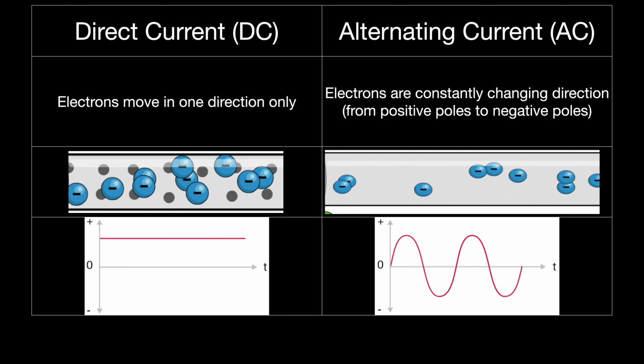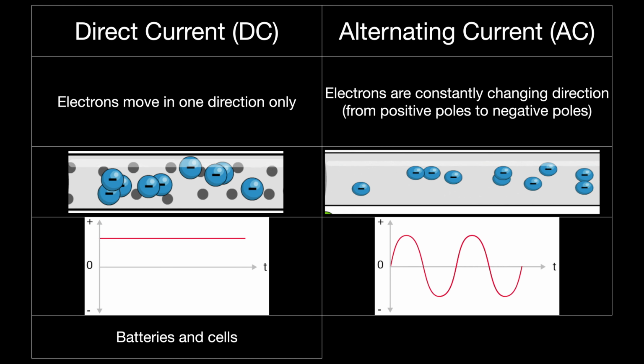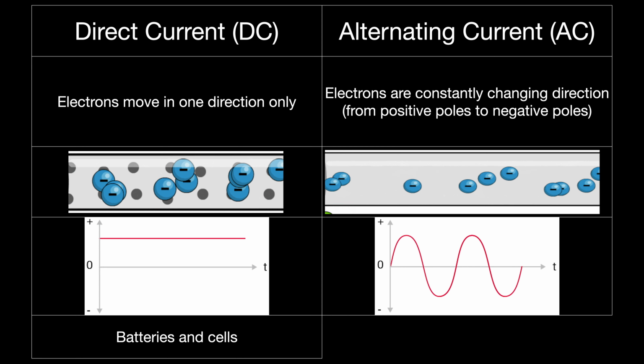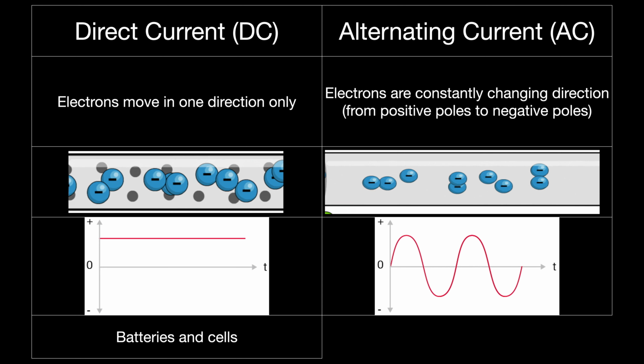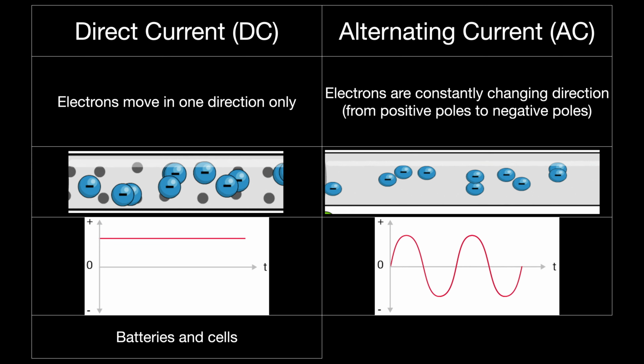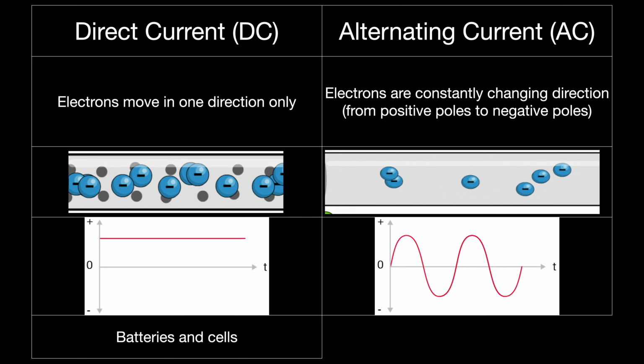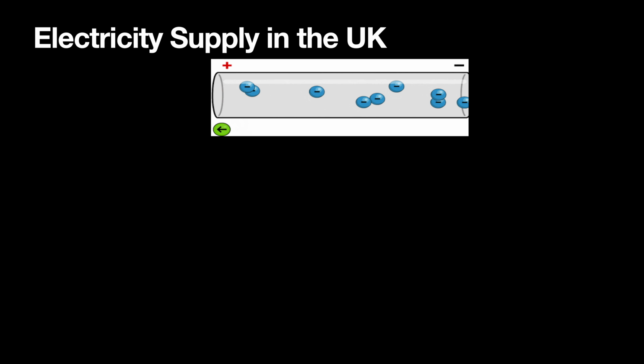Direct current is generally supplied by batteries and cells, whereas alternating current is supplied by the mains. Essentially, the electricity that powers houses. It's extremely important to know that electricity supply in the UK is alternating current. That's why often the light bulbs in our houses, when viewed in slow motion, generate an alternating current flicker.